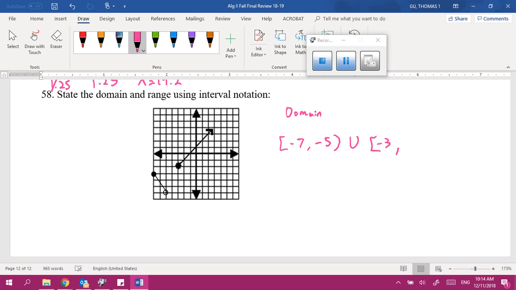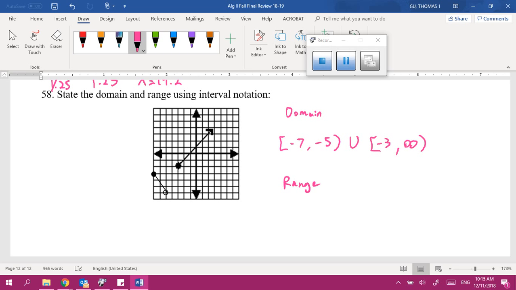And then what is the furthest to the right that second portion is going to go? Infinity, because we see the arrow, right? That means it never stops. And so that's your domain for a graph like this. So now let's do the range.